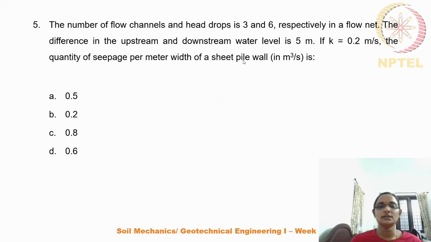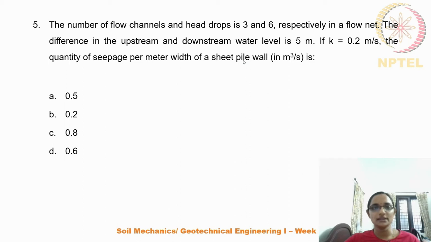Okay. So here is the next question. The number of flow channels and head drops is 3 and 6 respectively in a flow net. The difference in the upstream and downstream water level is 5 meter. If K is equal to 0.2 meter per second, the quantity of seepage per meter width of a sheet pile wall is.